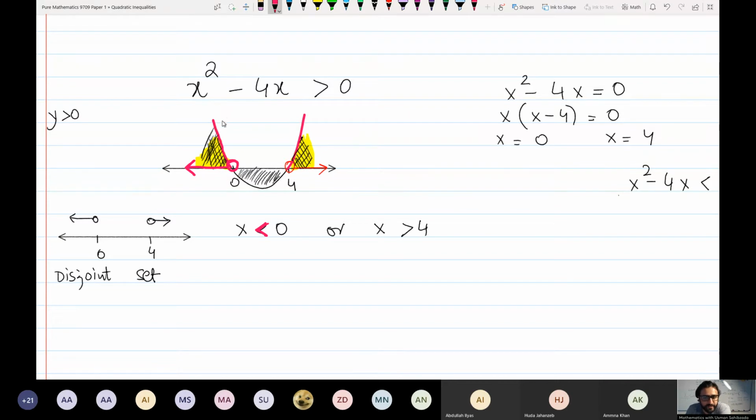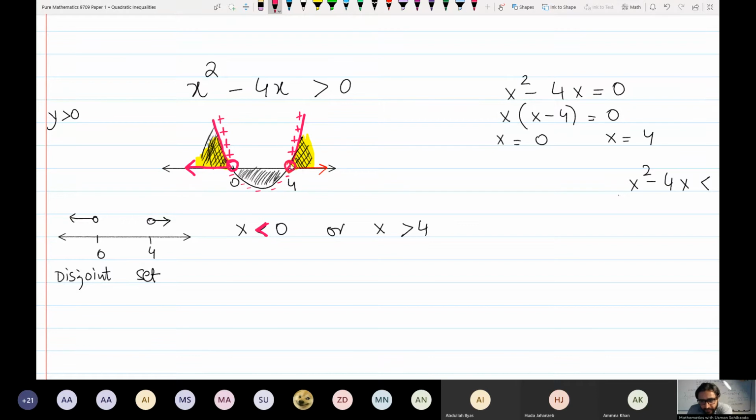This is a y value greater than 0. This is a positive value greater than 0, while these ones are negative values. Do you understand that now?